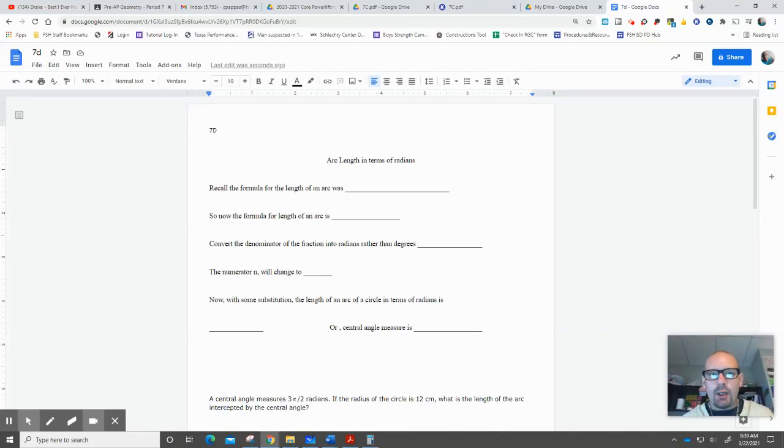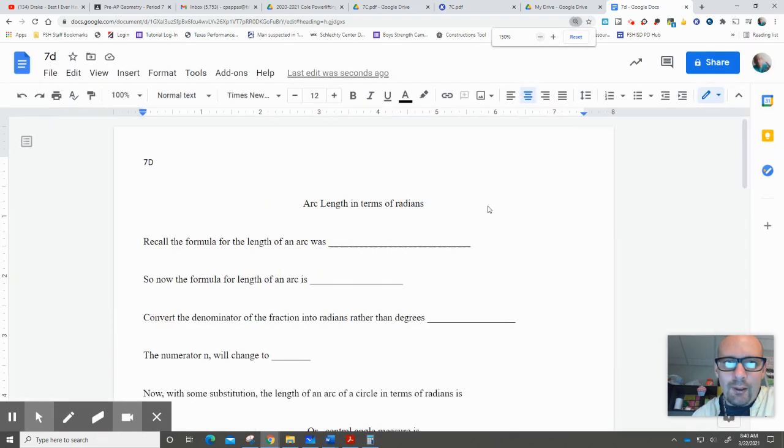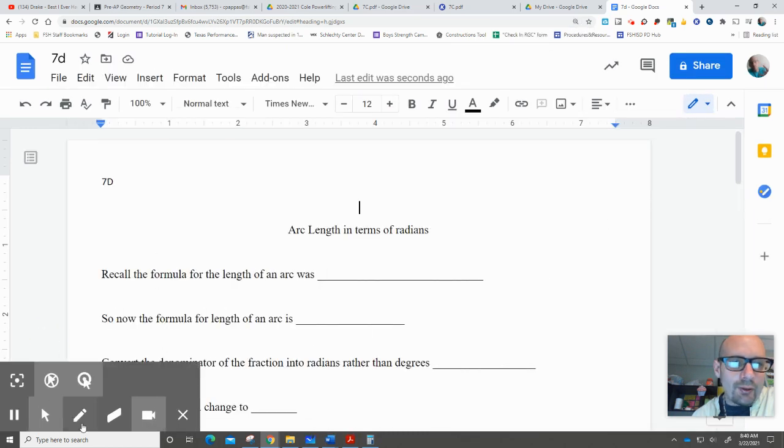All right, good morning. This should be a pretty simple note sheet here. We're going to talk about arc length, and we talked about this a little bit last week, but now we're going to talk about it in terms of radians, which is going to be kind of cool because it actually makes the formula a little bit easier. If we recall, it was from the 7B notes when we talked about arc length.